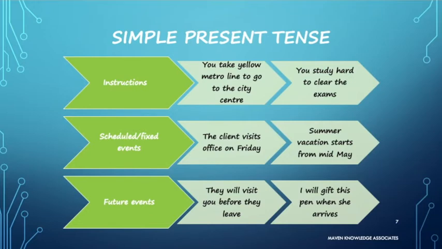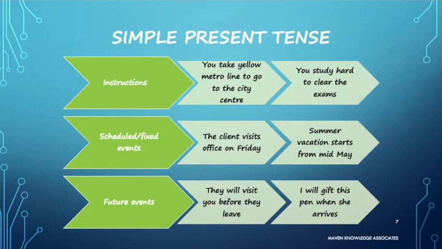In case of fixed events, the client visits office on Friday. Summer vacation starts from mid-May. So what is the verb in these sentences? Starts, because we are talking about a single vacation. Then in the first example, the base verb is visit. But because we are talking about a singular person, we will add s in the base verb. So visit will become visits.